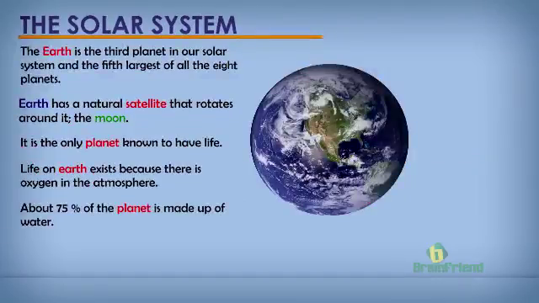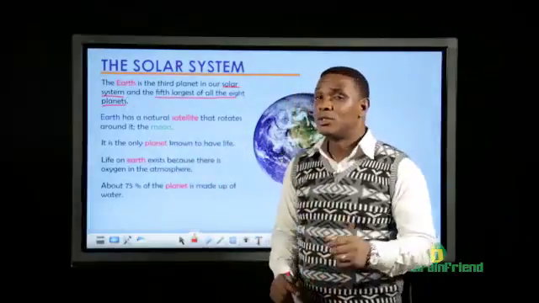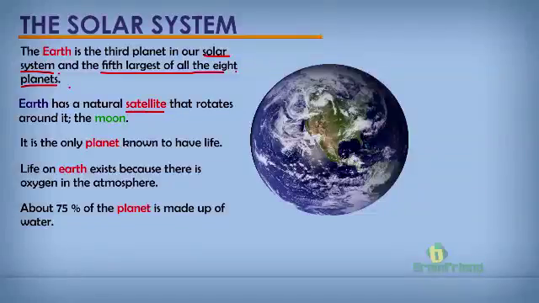The Earth is the third planet in our solar system. It is also the largest planet amongst the 4 inner planets and the 5th largest of all the 8 planets. Earth has a natural satellite that rotates around it, which is the moon. A satellite is any planetary body that rotates around a planetary body that in turn rotates around the sun. So the moon is a satellite that rotates around the Earth.